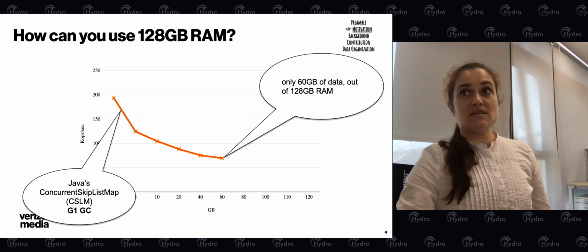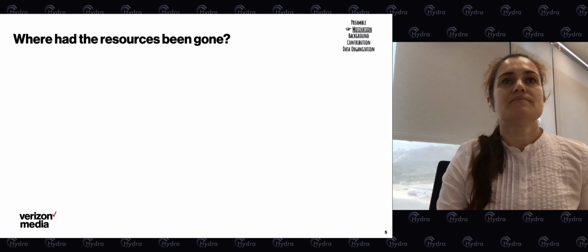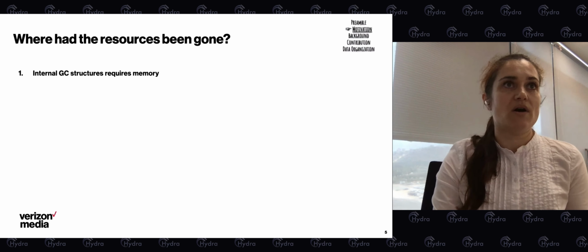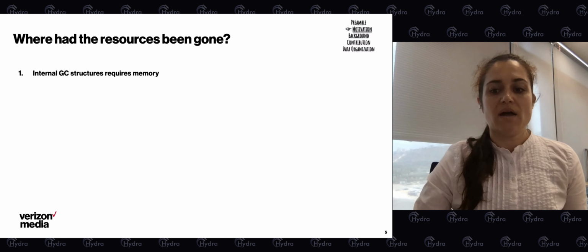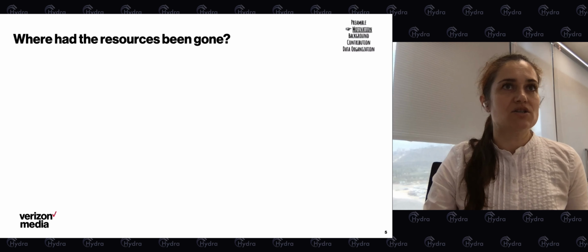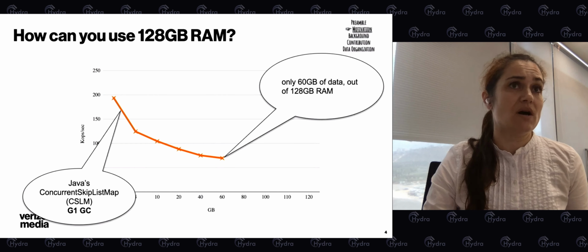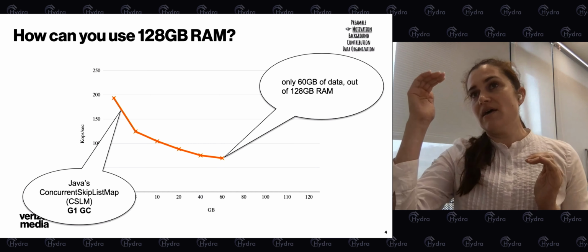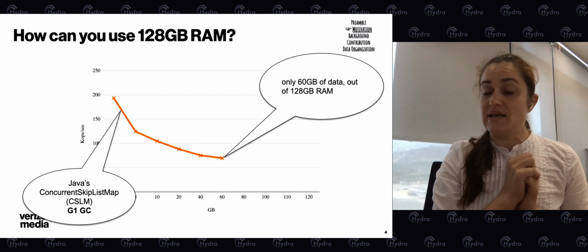Okay, this is not so good memory utilization, and so where have the resources gone? Okay, so mostly you have internal GC structures themselves. And actually I want you to pay attention. I'm going back and you see that the throughput is decreasing. You see that we start at about 200 kilo operations per second, and the more we are hitting the headroom with memory, the throughput is less and less.